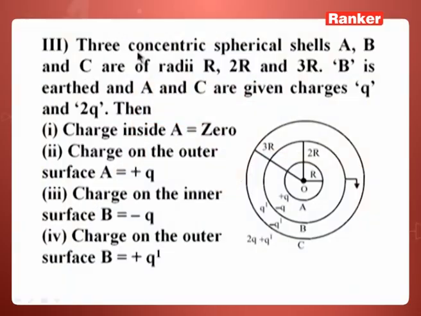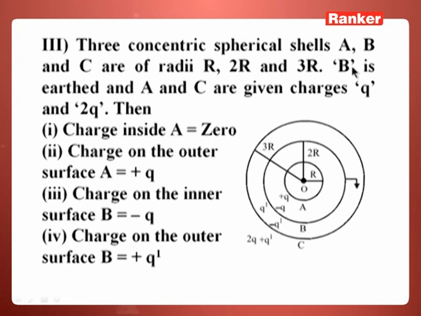What is the next question here? 3 concentric spherical shells A, B and C are of radii capital R, 2r and 3r. Look here, there is a small spherical shell of radius capital R. Above that one, covering that one, we have another spherical shell of radius 2r. Over and above these two, there is one more spherical shell of radius 3r.